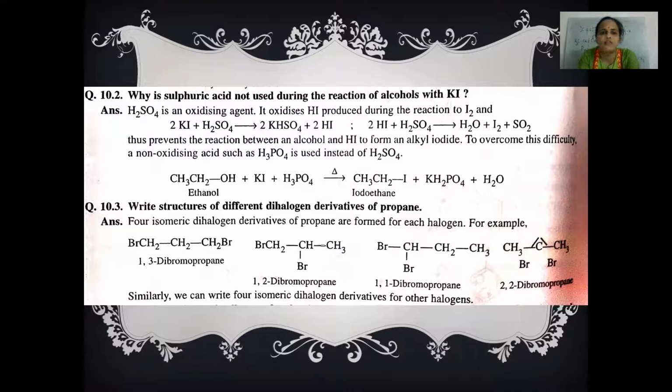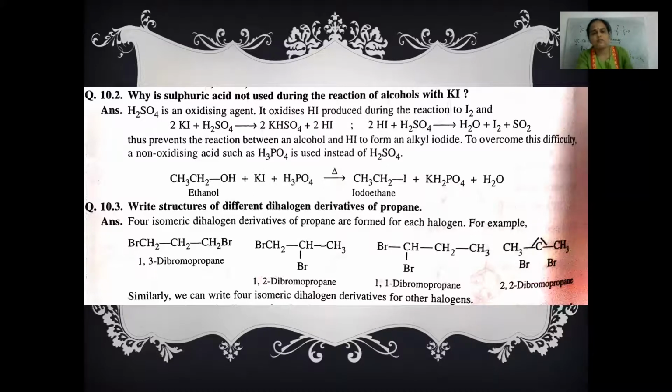Next question you see. The question is, write structures of different dihalogen derivatives of propane. There are 4 different structures you can write for dihalogen derivatives of propane. I'm just giving the names, you write the structures. They are 1,3-dibromopropane, 1,2-dibromopropane, 1,1-dibromopropane and 2,2-dibromopropane. So 4 isomeric dihalogen derivatives of propane are formed for each halogen.